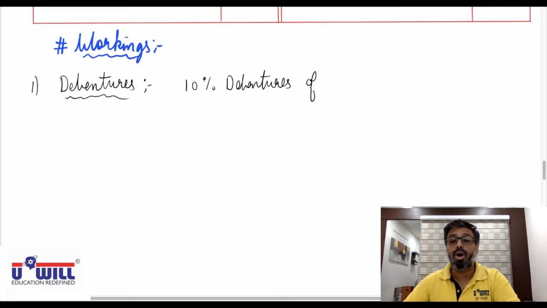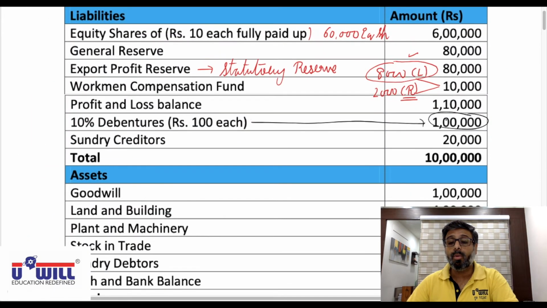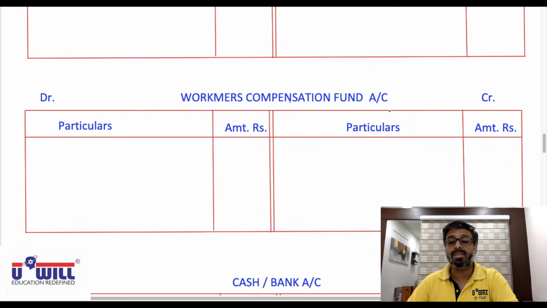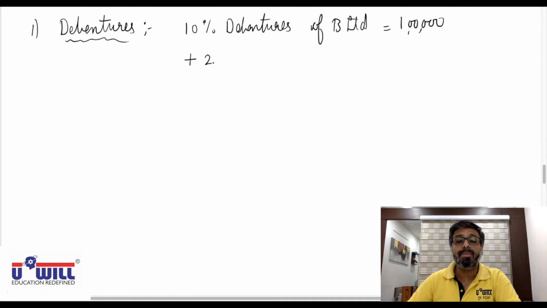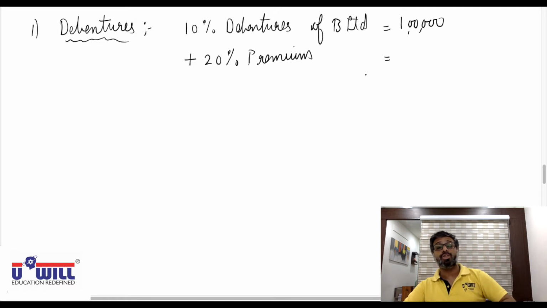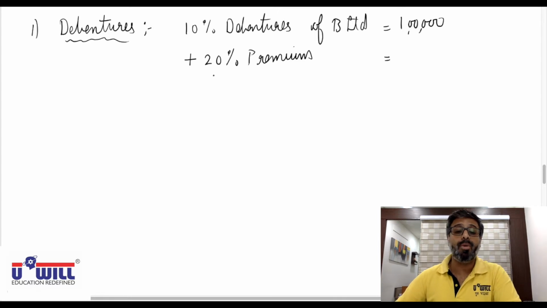Okay, so this working note one you all will do: 10% debentures of B limited are how much? 1 lakh. Now they are discharged at 20% premium, meaning we are paying them 20% more amount. So be careful with this language in all the further questions. Wherever the word discharge is given, if premium you add it, if discount you minus it.